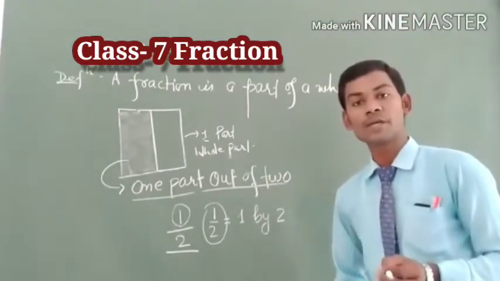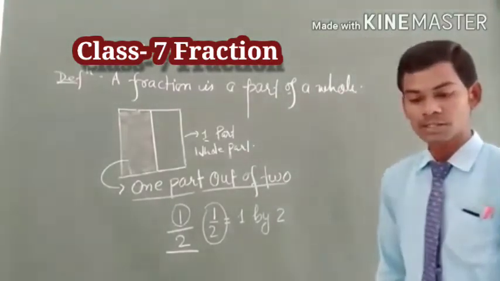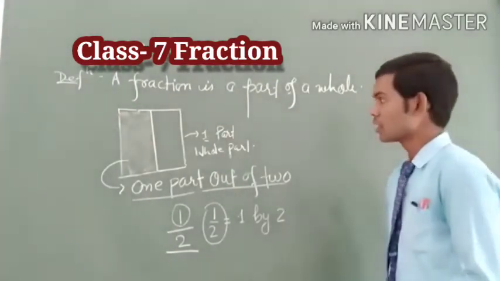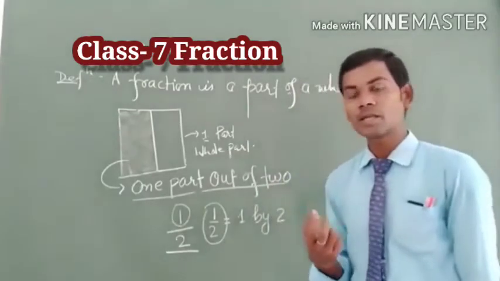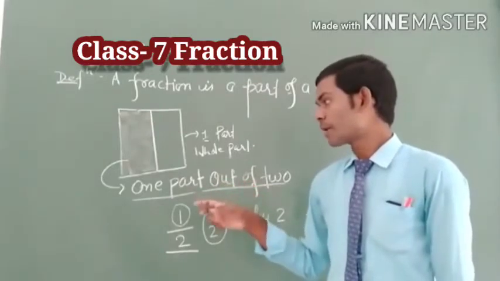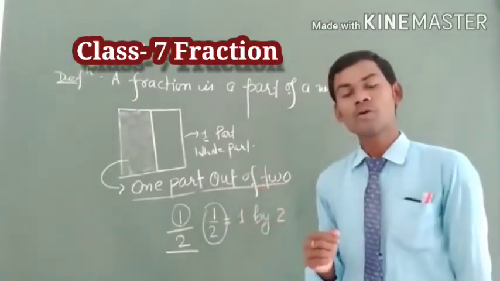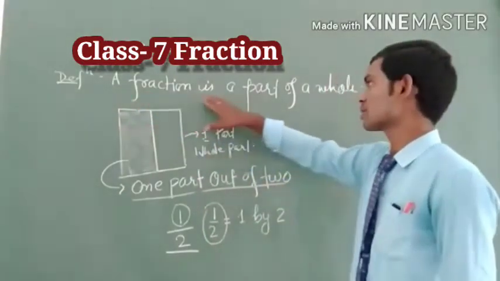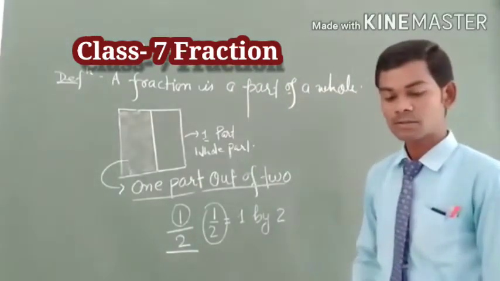When a whole object is cut into a number of equal parts, the fraction describes how many parts of the whole are to be considered. Okay, so here if I divide the square into two equal parts, then here we consider two parts, and we have taken one part out of two parts, then the fraction is considered as 1 upon 2. Okay, so that we define the fraction, we say that a fraction is a part of a whole. Okay, I hope you get it.